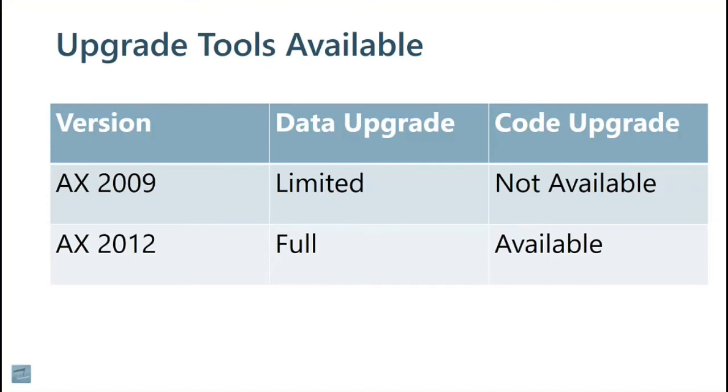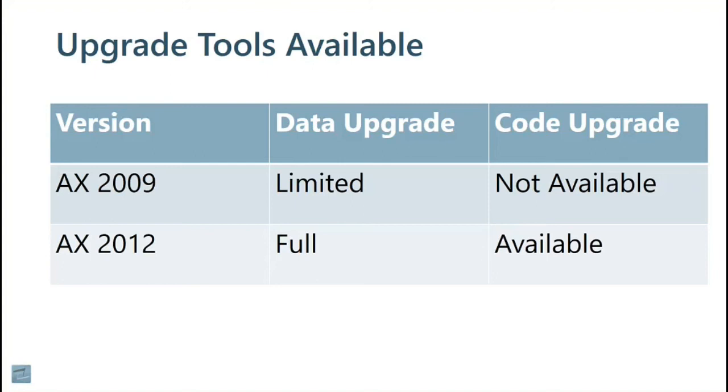Next, just want to talk through the upgrade tools that are available or that Microsoft is providing. So I've got a table on the screen there that gives you a pretty quick and brief overview of it. So for AX 2009, the data upgrade that's available is limited. And what does that mean?